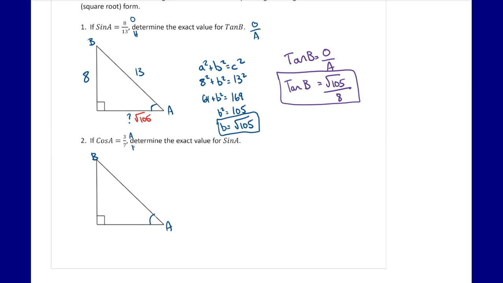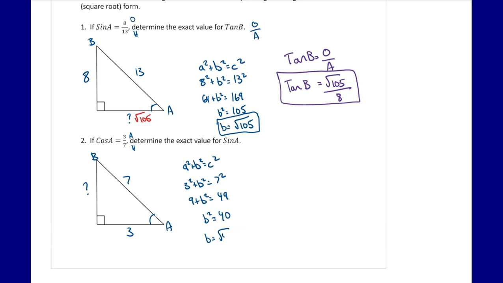Cosine is adjacent over hypotenuse. So that means 7 is the hypotenuse, 3 is the adjacent, and we don't know what our missing third side is. Similar to the last one though, we can use the sum of squares to find that missing one. So again, a squared plus b squared equals c squared. 3 squared plus, say, b squared equals 7 squared. 9 plus b squared equals 49. Move the 9 over, we get b squared equals 40.